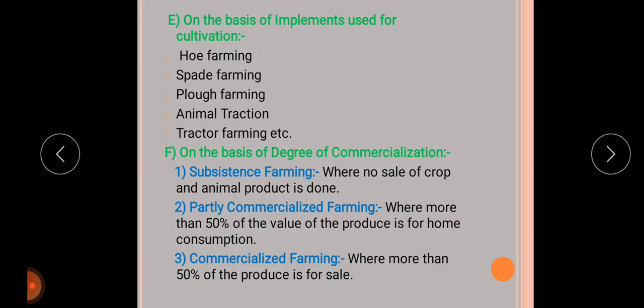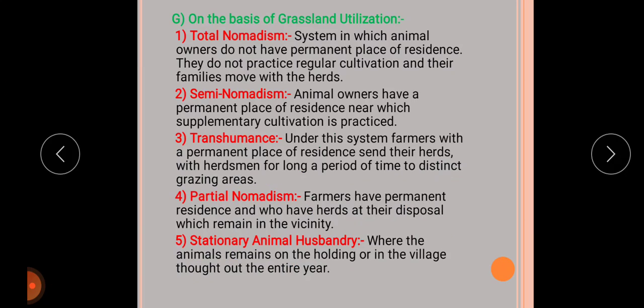Then second, partially commercialized farming. In this farming system, more than 50% of the produce is for home consumption, and less than 50% is for sale. And commercialized farming is the system where more than 50% of the produce is produced for sale, for maximum profit or money earning, and specialized farming is also included in that.